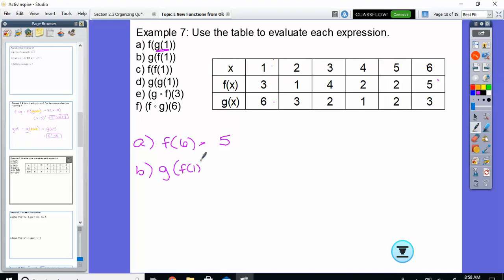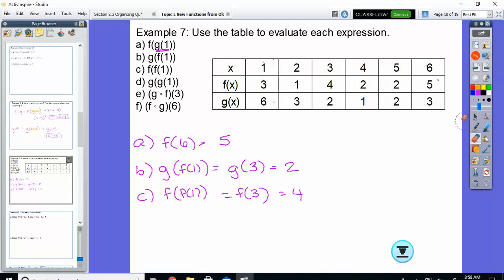B, g of f of 1. So when my x is 1, f is 3. And when x is 3, g is 2. You guys all see where I'm getting these? F of 1, so starting on the inside, f of 1, so when x is 1, f is 3, so then we have f of 3, when x is 3, f is 4.